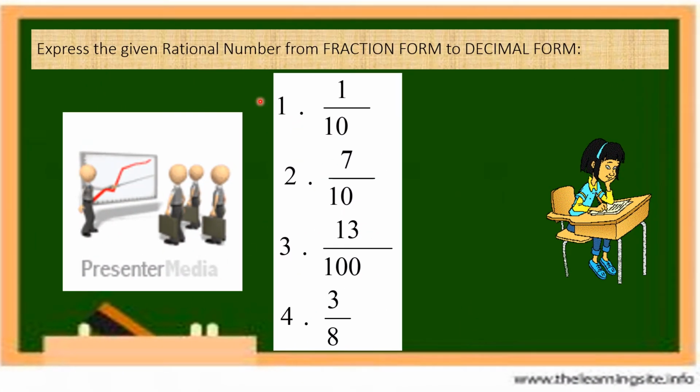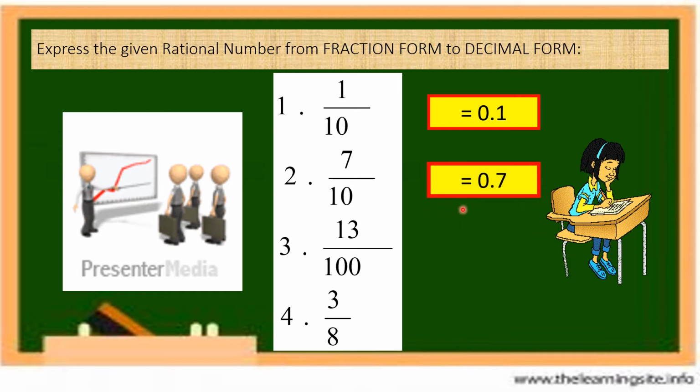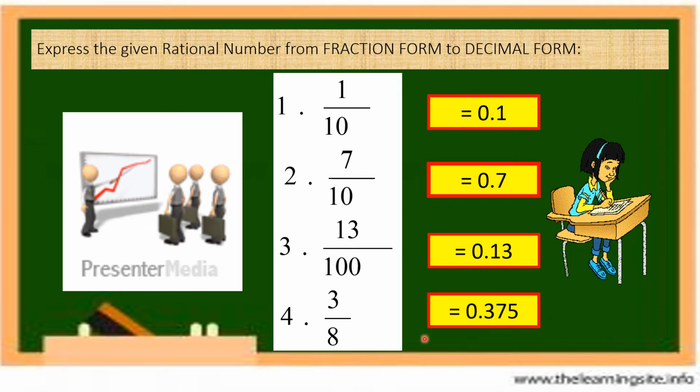We are now going to answer the problem. Number 1, that is 0 and 1/10. How about number 2? 0 and 7/10. Number 3, 0 and 13/100. Last number, number 4, 0 and 375 thousandths.